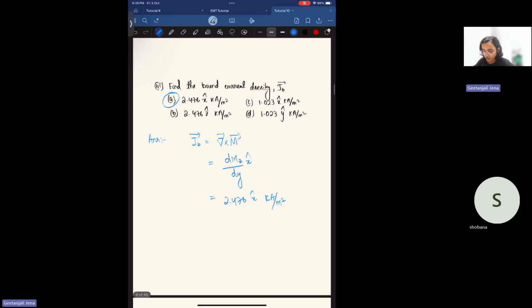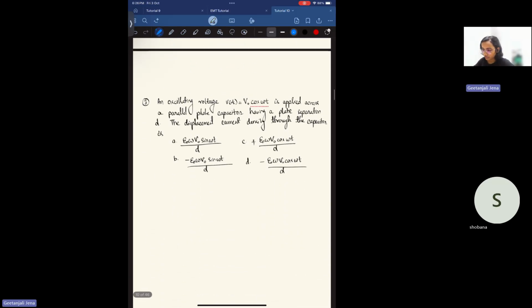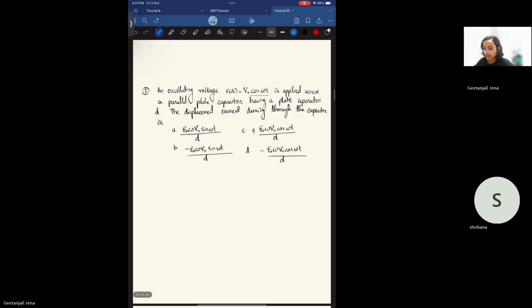Okay. So let us move to our third problem. It says there is an oscillating voltage V(t), which is V0 cos omega t. It is applied across a parallel plate capacitor having a plate separation of d. So find out the displacement current density through the capacitor.